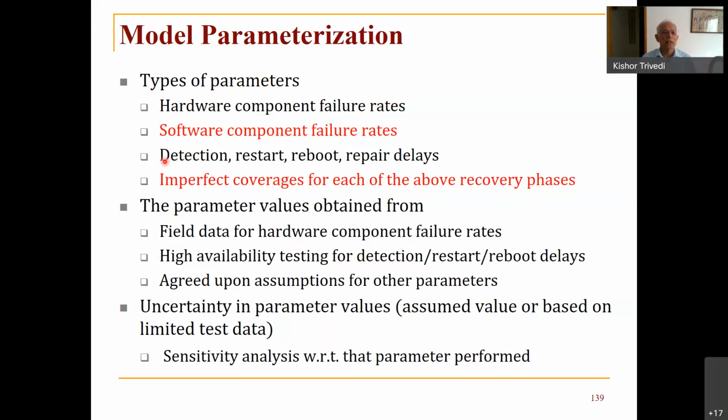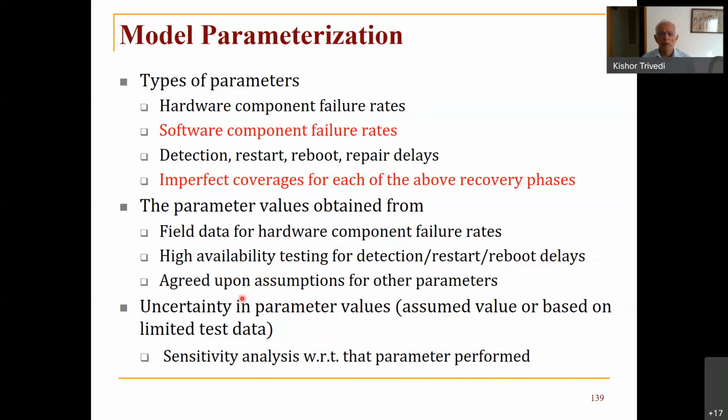And then after failure, there's detection delay, restart delay, reboot delay, repair delay. And furthermore, each of these phases may have imperfect coverages. That is, detection may fail to work with some probability, restart may fail to do its task with some probability, etc. So these imperfect coverages are the 4 groups of parameters. And these parameter values can in general be obtained from field data for hardware component failure rates, and from testing for some of these rates like detection rates and restart and so on. And sometimes we don't have any information, then we make agreed assumptions on some parameter values.